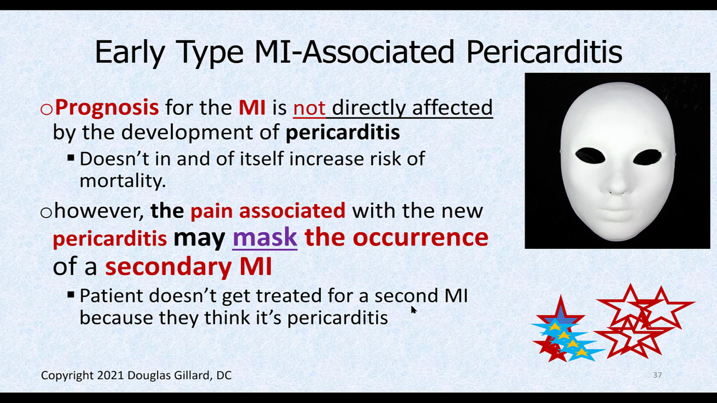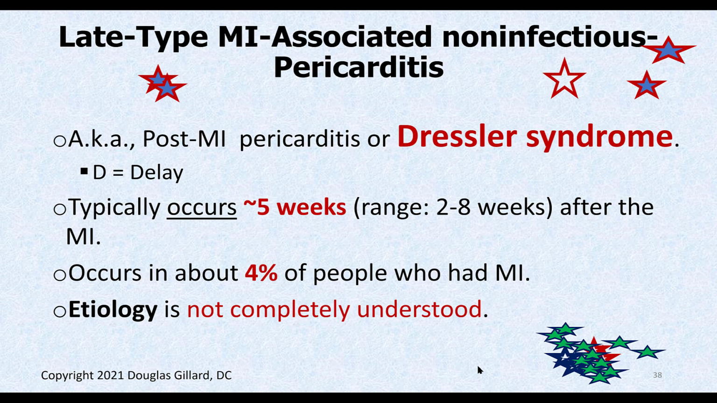So on day 3, you had another bout of pain. You're diagnosed with pericarditis. On day 4, you have another bout of pain, but they think it's just the pericarditis. But unbeknownst to them, you had another secondary heart attack that wasn't treated, and you die. So the danger of pericarditis is the pain can mask the start of a second heart attack.